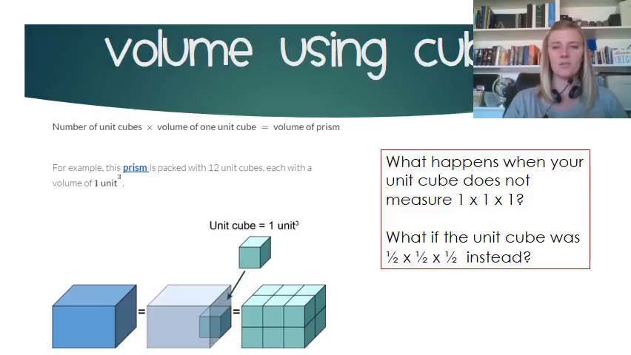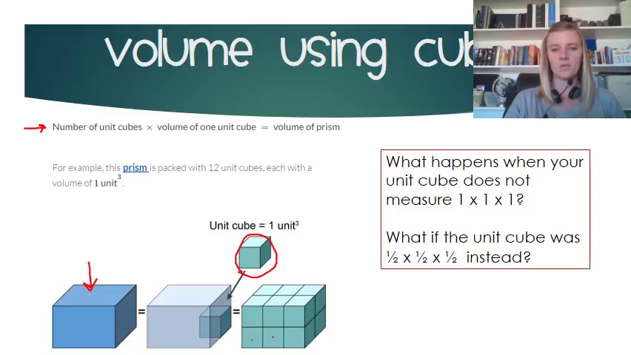All right, so let's get to using these unit cubes to find our volume. You will see here at the top, it says that the number of unit cubes times the volume of one unit cube equals the volume of the prism. So let's look at this example down here so that makes a little bit more sense. This prism, this box down here, this blue box, is packed with 12 unit cubes. Okay, you can see here that this unit cube, we've taken 12 of those and filled in the box.